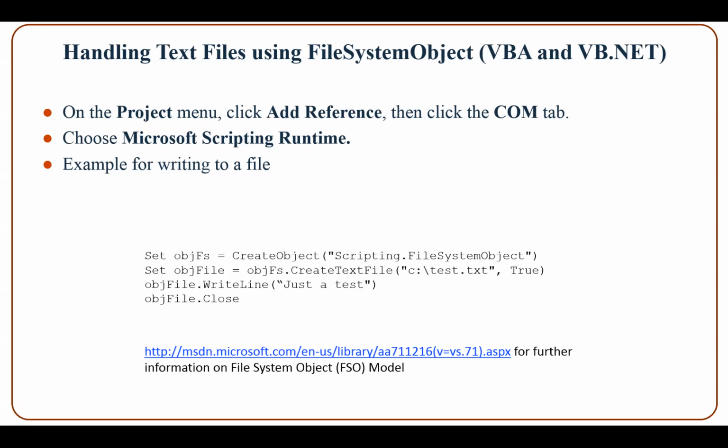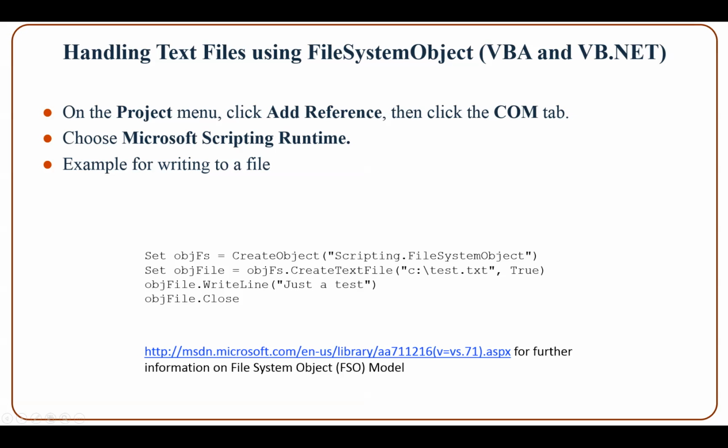Another way of handling text files is to use the FileSystemObject, and this is available in both VBA and VB.NET. So in order to do this, from the Project menu, you select Add Reference, and then check Microsoft Scripting Runtime.